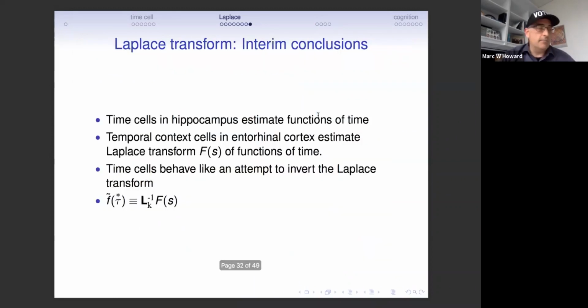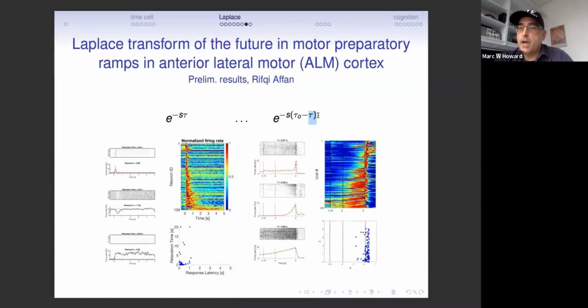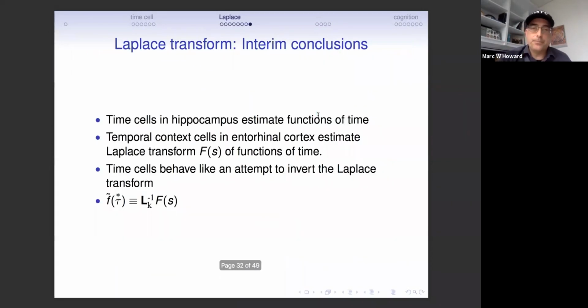So that's work in progress, but I think it's really unlikely that this would have worked as well as it did unless there was something to this idea that the Laplace transform is good for many things. All right, so to summarize, I've shown you results where time cells in the hippocampus estimate functions over the recent past. They're compressed, etc.